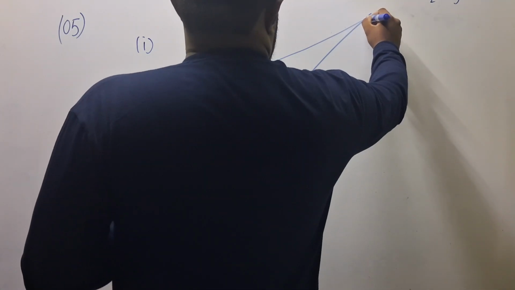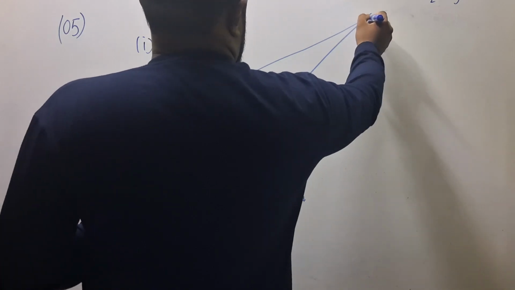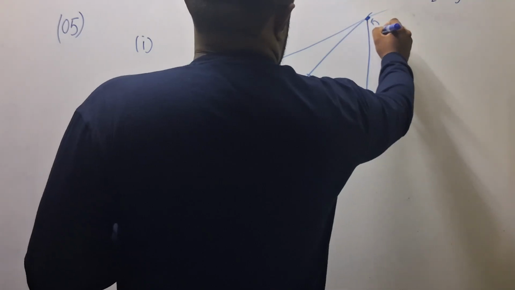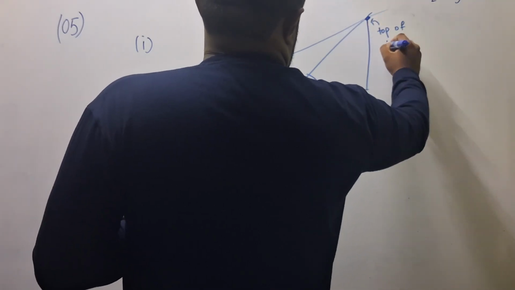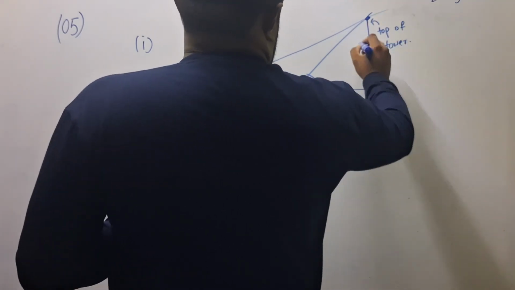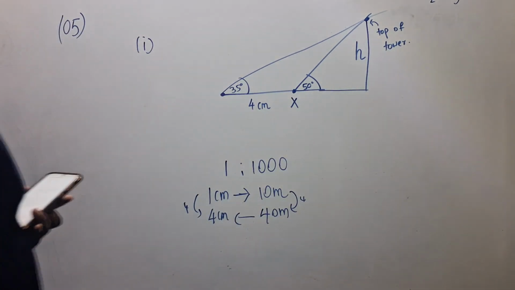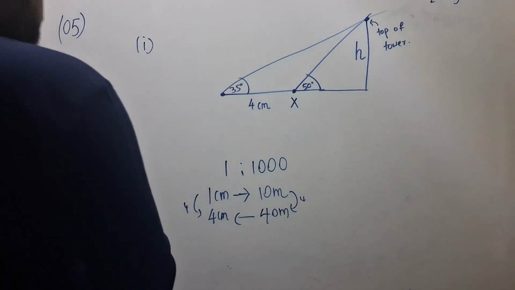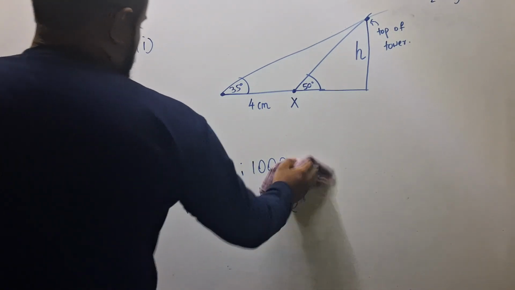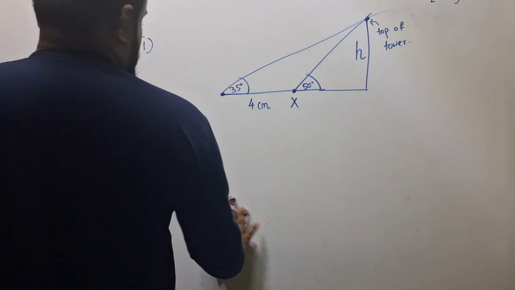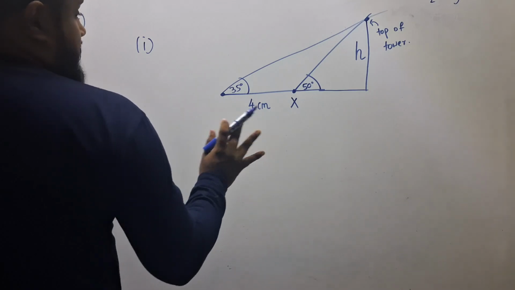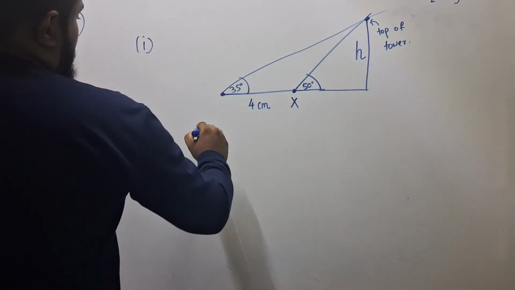There will be a point that intersects both of the lines. That is the top of the tower. You can get this value as h, height of the tower. Now what you have to do is measure that h value. I didn't draw it according to the scale. You measure h and do the calculation. Let's think this is not the actual value.